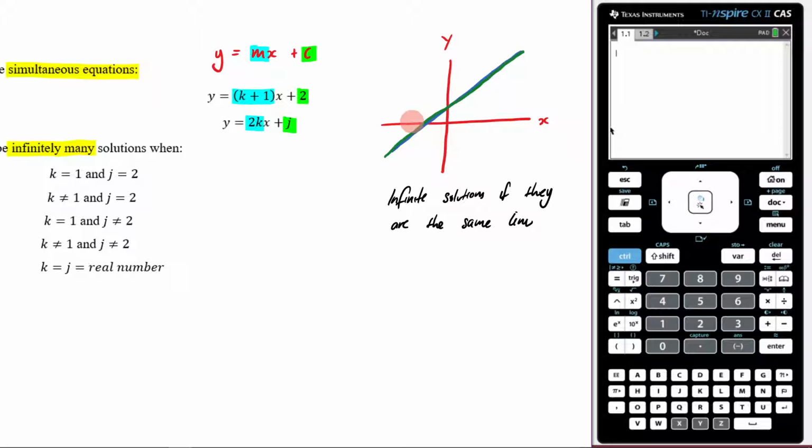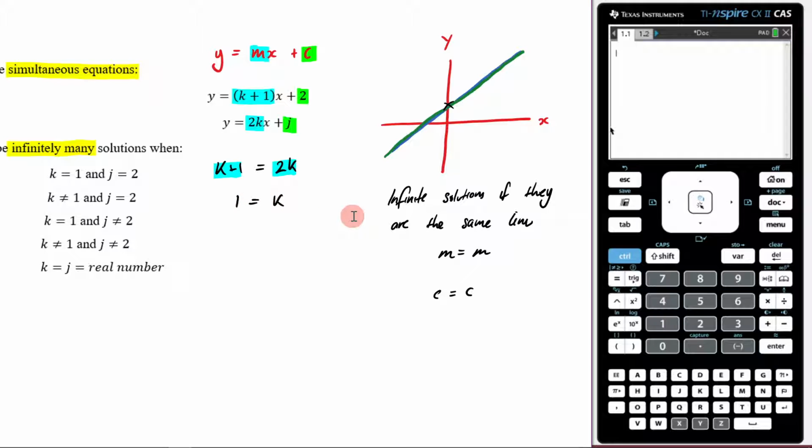So what does that mean? How are we going to solve this if they're the same line? Well, if they're the same line, my m value for each line must be the same. The gradients must be the same, and the c values must also be the same. It must have the same y-intercept, and it must have the same gradient. So therefore, we could say, well, k plus 1 must be equal to 2k. So as you can see there, what I'm doing is I'm taking my gradients, and I'm saying, well, my gradients have to be equal to each other. And if that was true, what I'm going to end up with is 1 is equal to k.